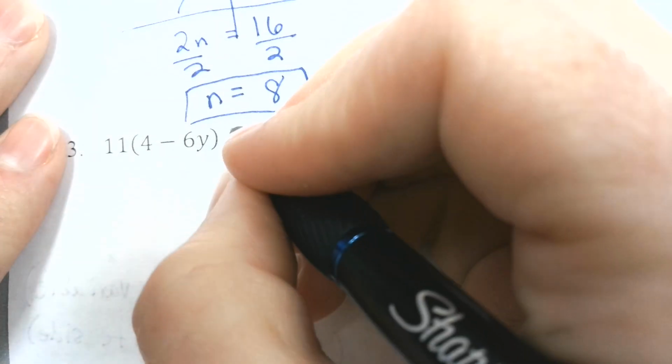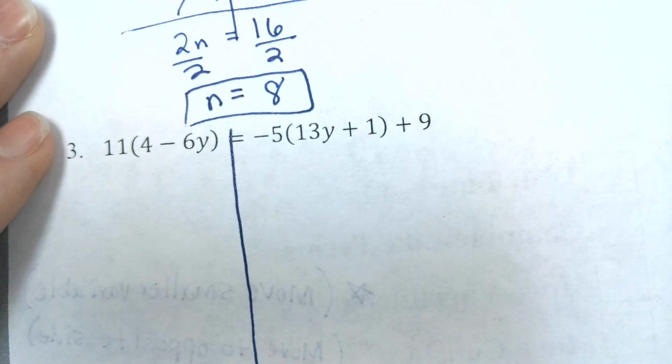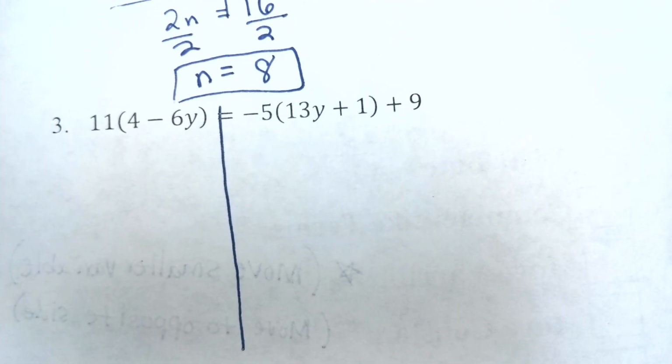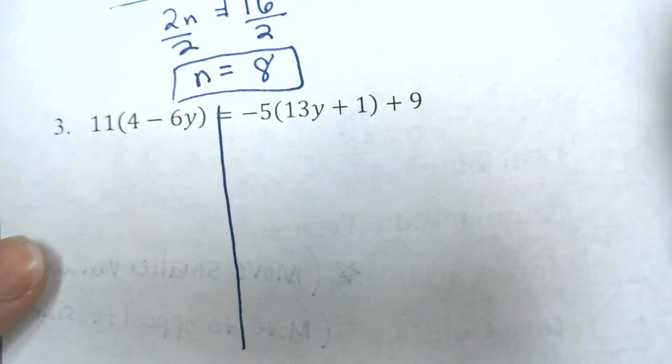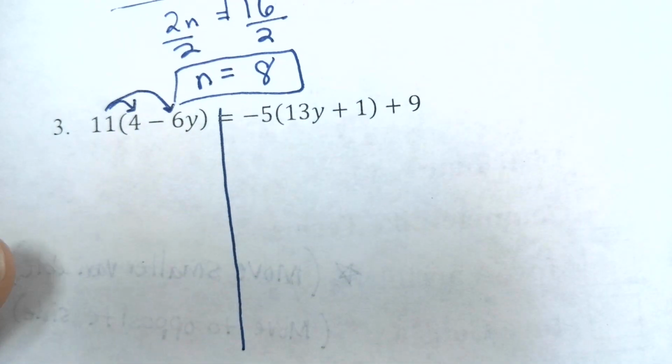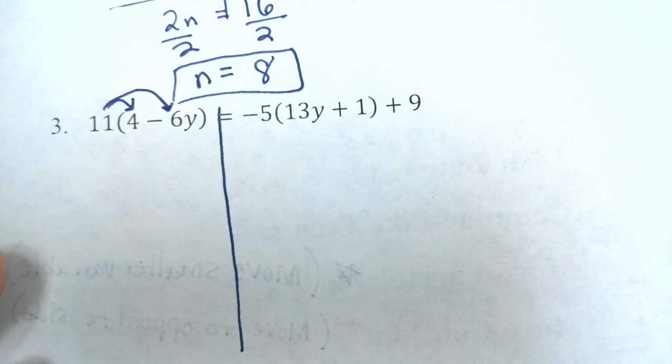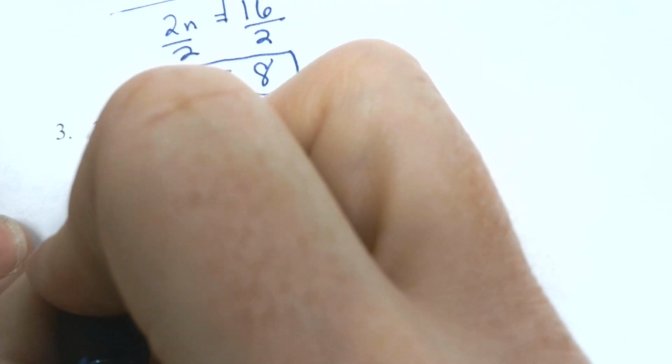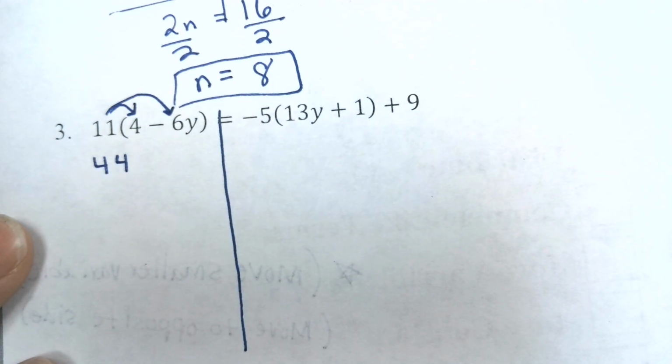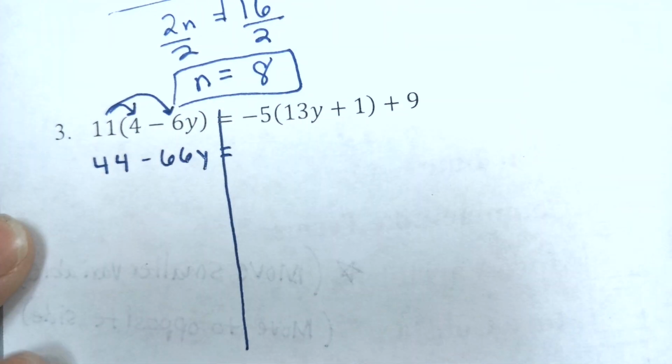Okay, let's go to number 3, our last full example that we need to do. Ooh, this looks like fun. Lots of things to do. So our first thing is to distribute. Let's multiply 11 times everything inside. 11 times 4. 11 times negative 6. Negative 66y equals.